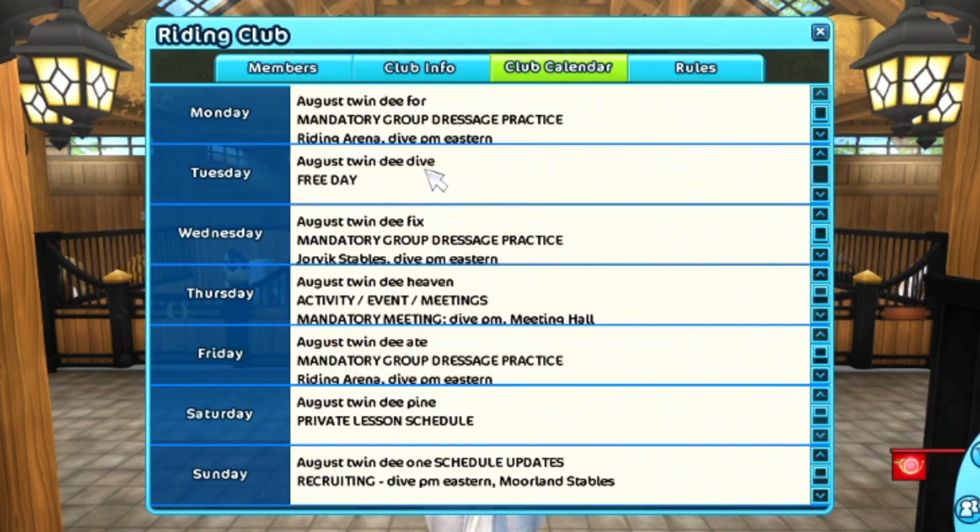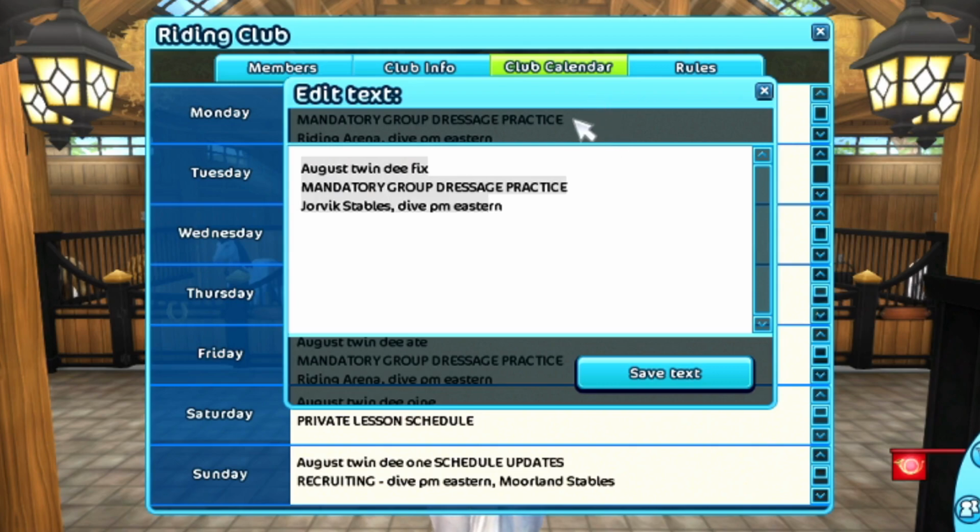Moving on to Tuesdays, as you can see, we just have a free day on Tuesdays usually. On Wednesdays, again, we have dressage practice. And as you can see here, the location changed. So at Jorvik Stables, we're going to be at Jorvik Stables on Wednesdays.